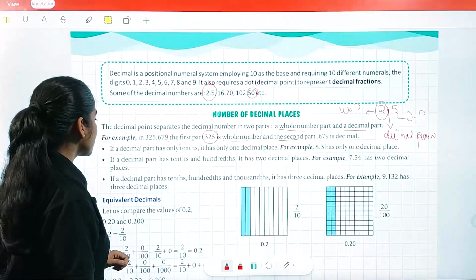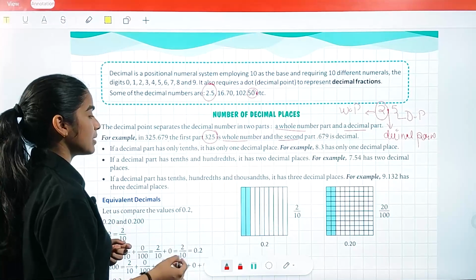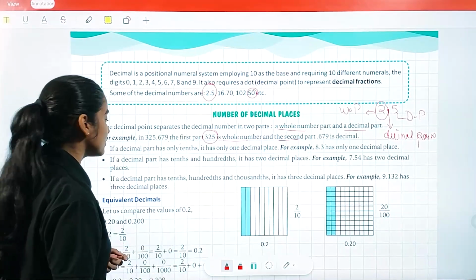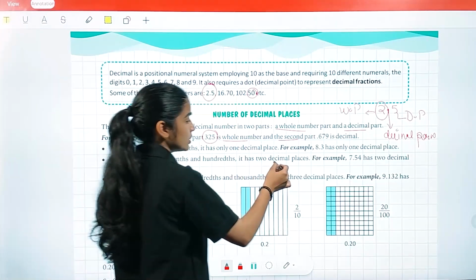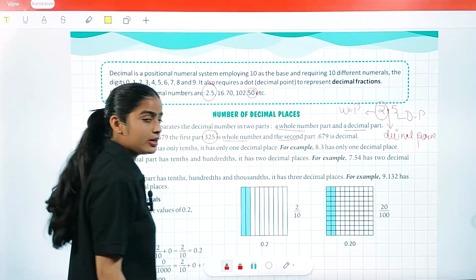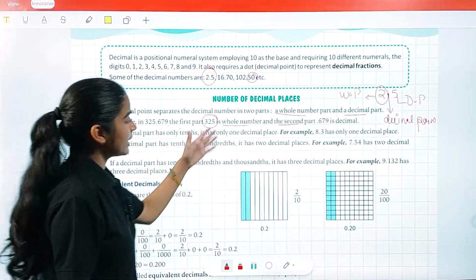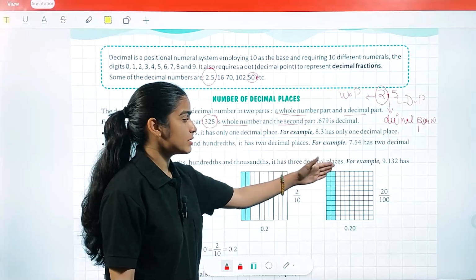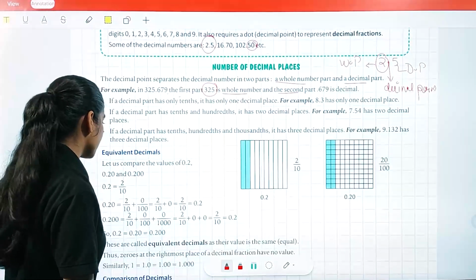After this, if a decimal part has only tenths, it has only one decimal place. For example, 8.3 has only one decimal place. If a decimal part has tenths and hundredths, it has two decimal places. For example, 7.54 has two decimal places. If we have tenths, hundredths and thousandths, then it has three decimal places. 9.132 has 3 decimal places.